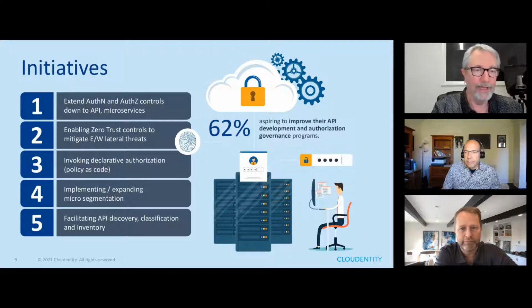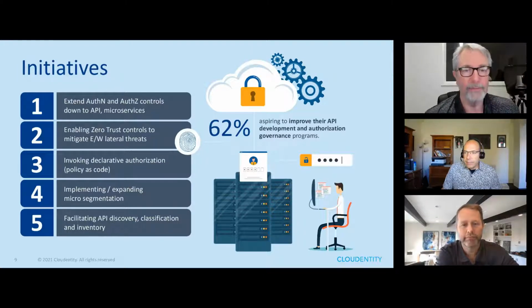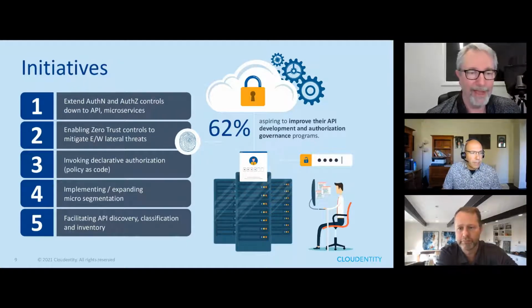Great. So let's look at initiatives. The kind of overall 62% were aspiring to improve their API development and authorization governance. Of course, that can come in many different forms. We have some of those listed here.